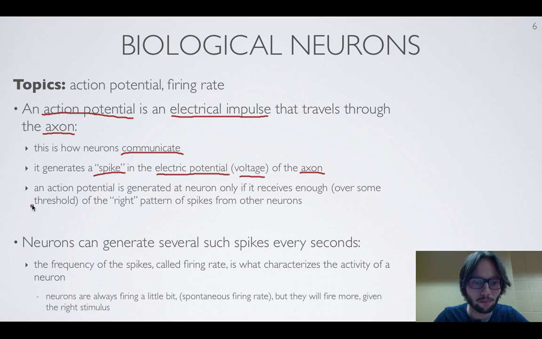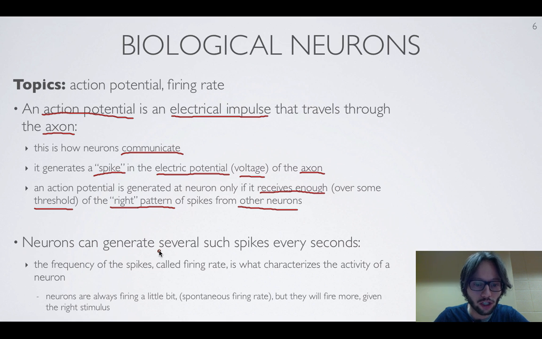And now, an action potential is generated at a neuron if it receives enough of the right pattern of spikes from other neurons that it is connected to. Essentially, if the level of activity from the other neurons from which a given neuron is receiving information through its dendrites reaches a certain threshold and has the right pattern, then the neuron in question will also generate an action potential, will also spike.